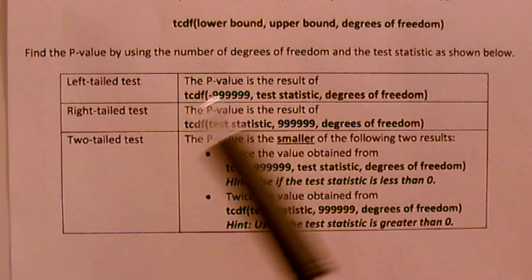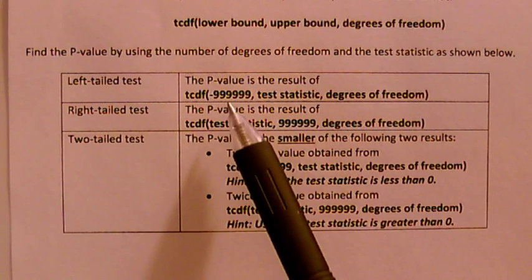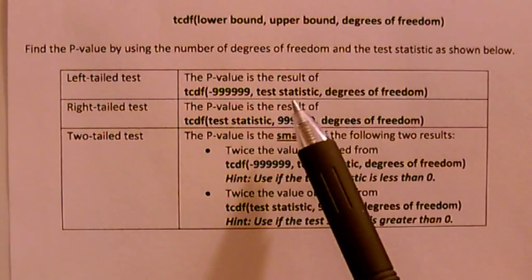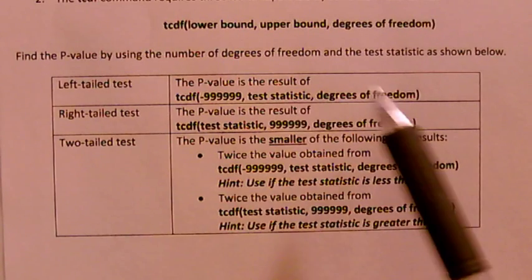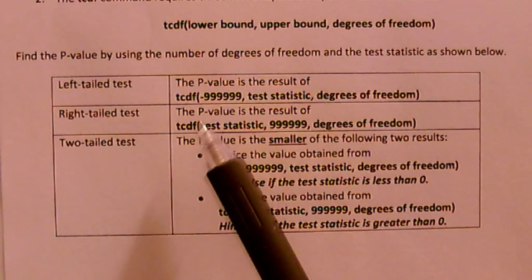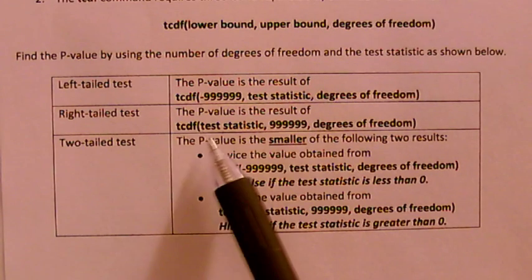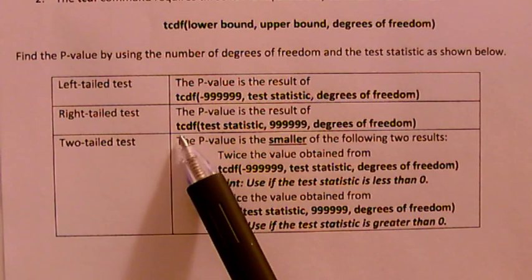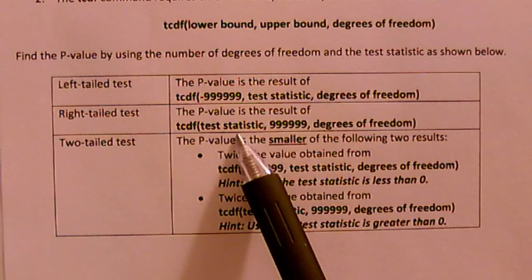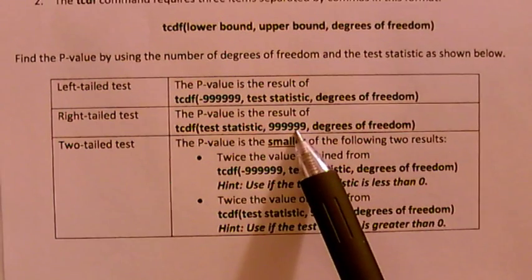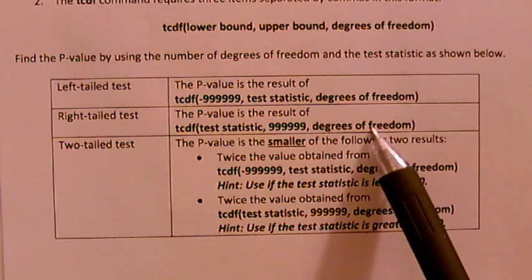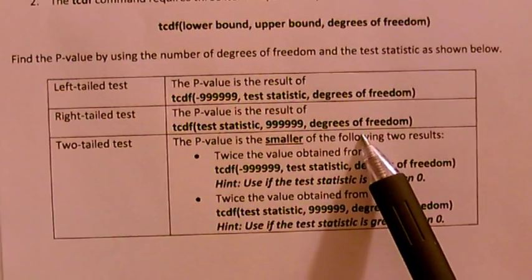For a left tail test, your lower limit will be negative 999,999, and then your test statistic, and then the degrees of freedom. And then for the right tail test, your p-value will be this. After you select your TCDF command, your lower limit this time will be your test statistic, and then your upper limit is 999,999, and then degrees of freedom.